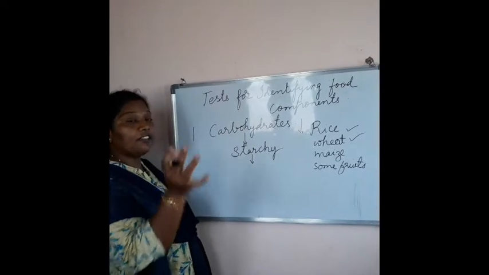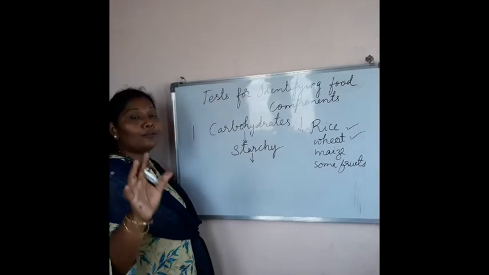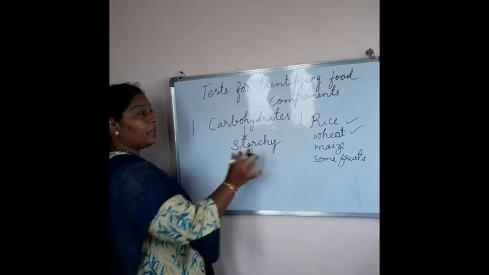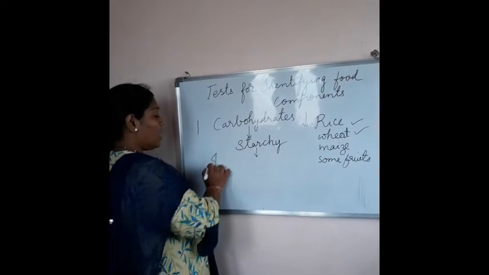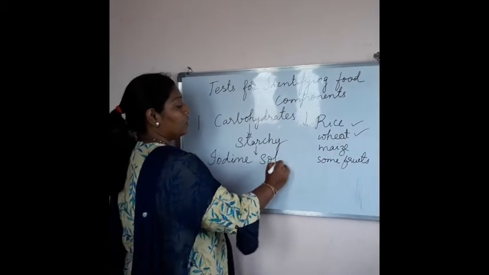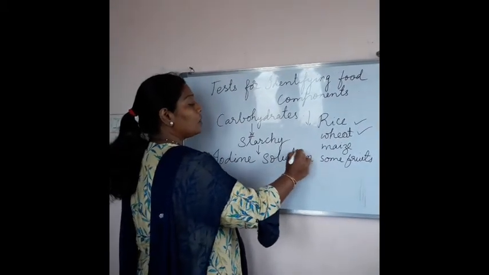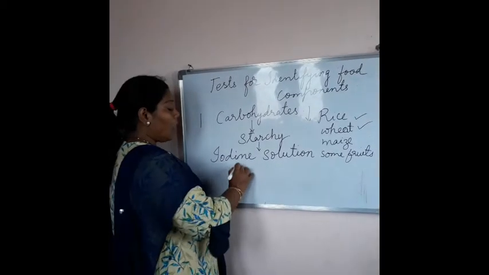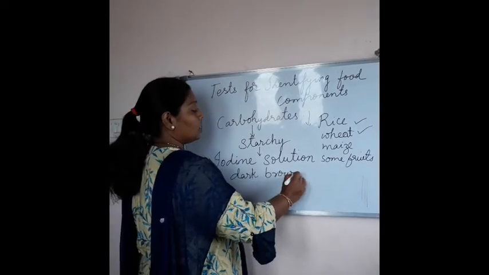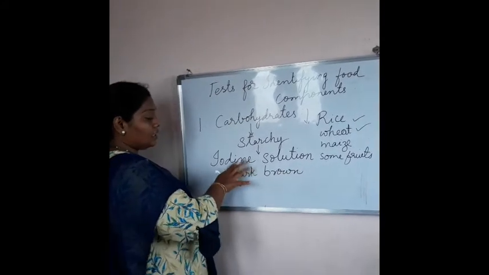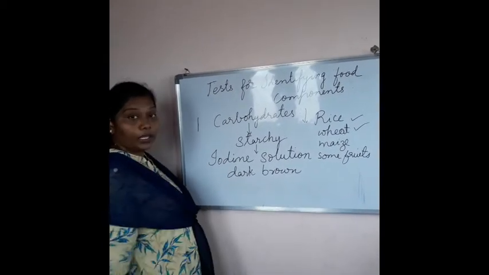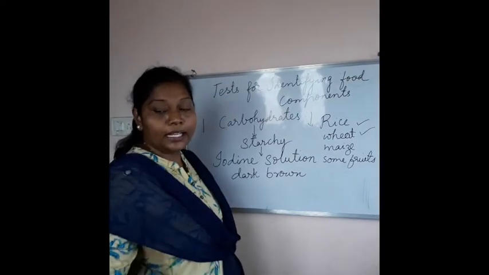How can we identify this starchy material in a food item? Now let us see. The starch can be identified by using iodine solution. What is this, children? Iodine solution. Iodine solution is nothing but a dark brown colored thick liquid, rich in iodine. Then how is this iodine helping us to make a test?